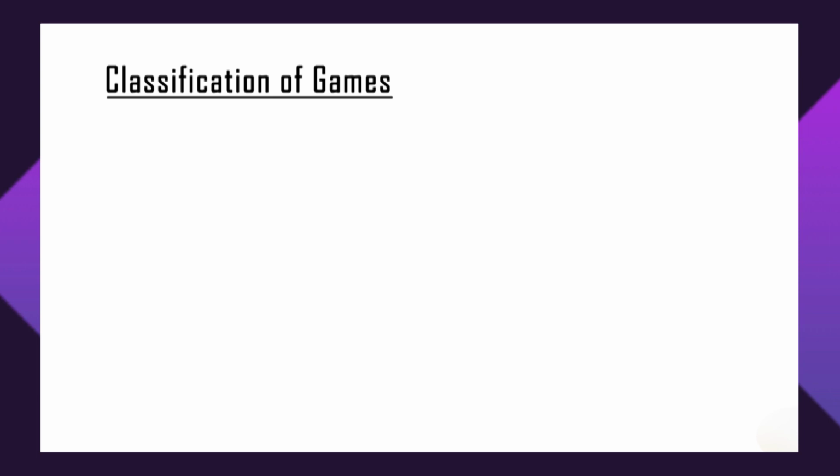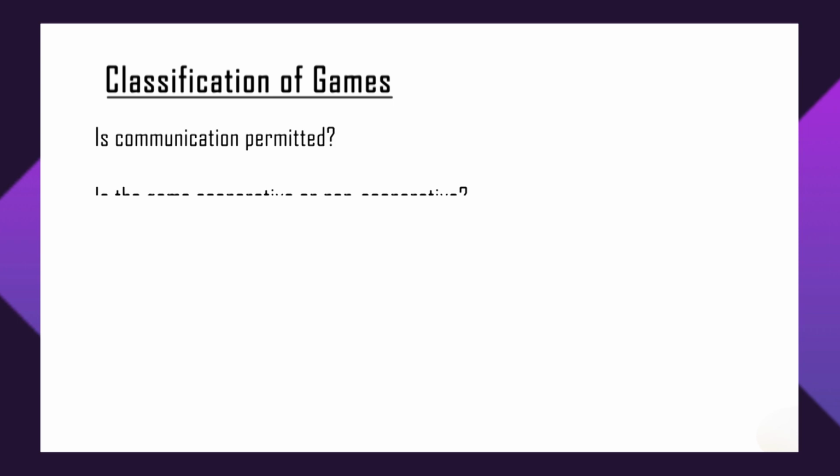Classification of games. How does each player communicate to the other player, how are the rules communicated among the players, and is communication permitted? There is cooperation observed in some games, or non-cooperation noticed in others. Definitely there is the game, but it applies under cooperative or non-cooperative conditions.